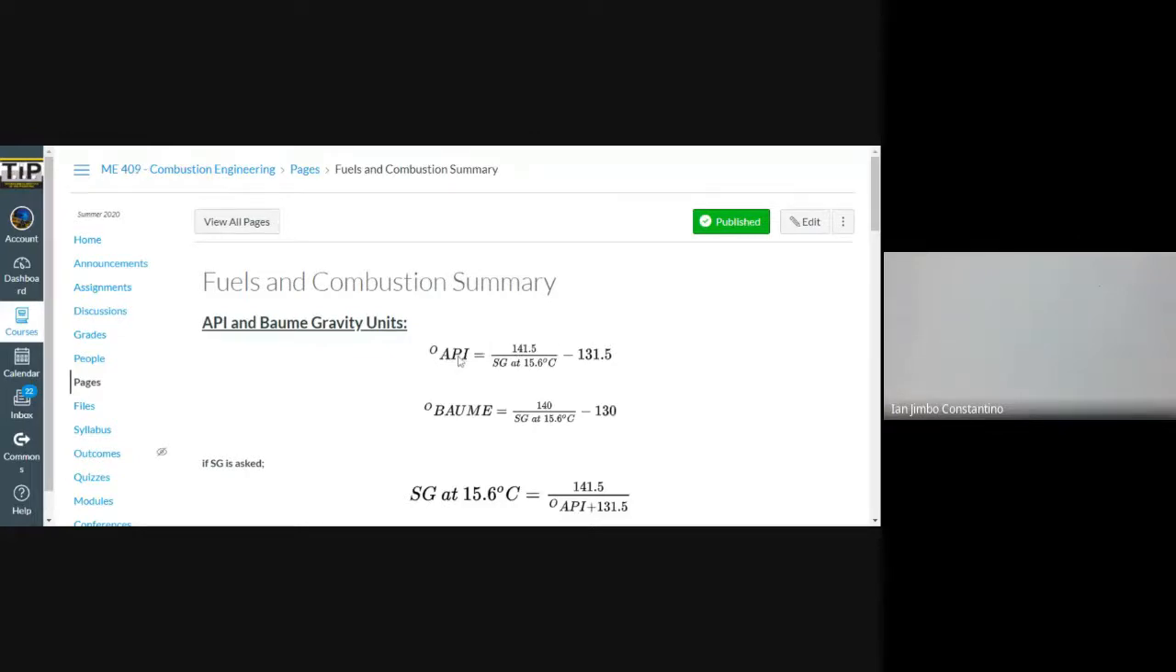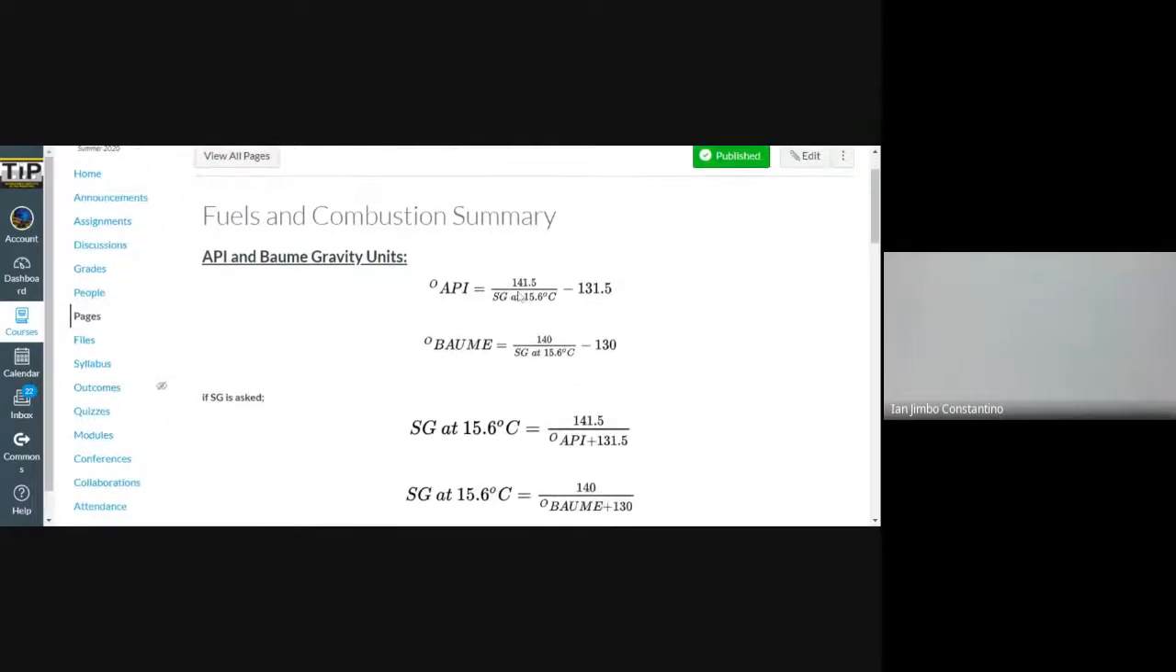Now, for your API, for the degree API, that is given by the formula 141.5 divided by the specific gravity at your standard temperature, which is 15.6 degrees Celsius, minus 131.5. And then degree Baum is given by the formula 140 divided by the specific gravity at your standard temperature, again, which is 15.6 degrees Celsius, minus 130.